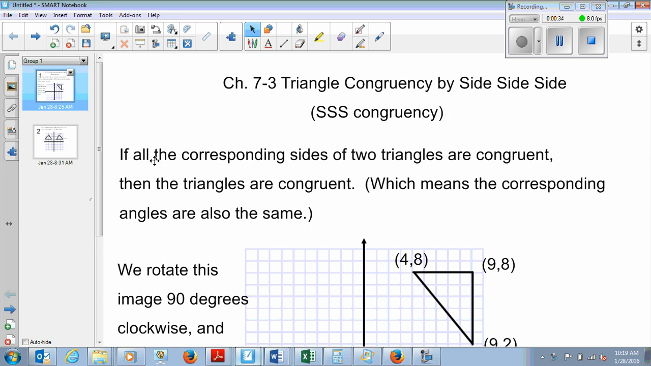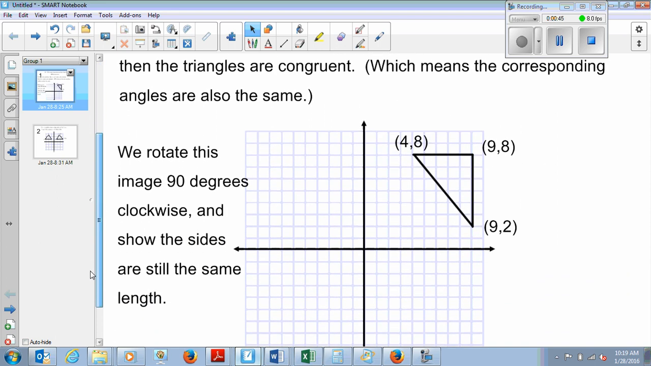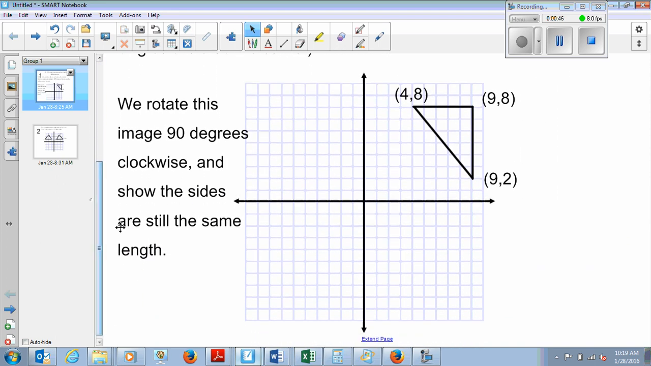And what it says is if all of the corresponding sides of two triangles are congruent, then the triangles themselves are congruent, which means also that the corresponding angles will be the same. Here's an example of a triangle. I guess this part of the chapter goes through and proves how triangles are still congruent, even though they look different. So they have us doing some rotations and some reflections. So I'm just going to go through how they're going to solve these problems in this section.